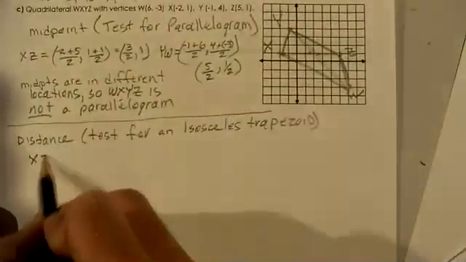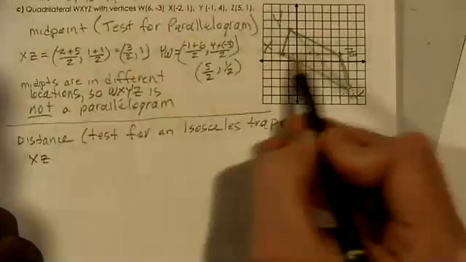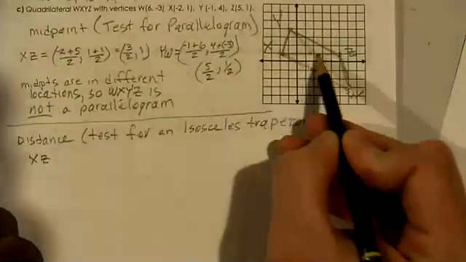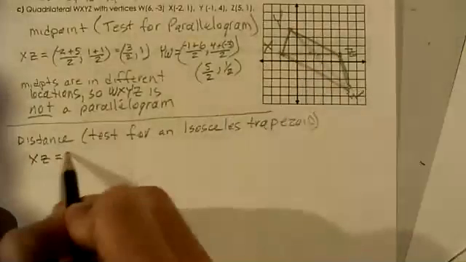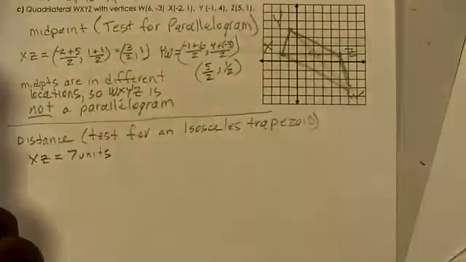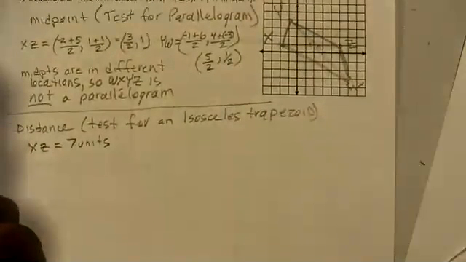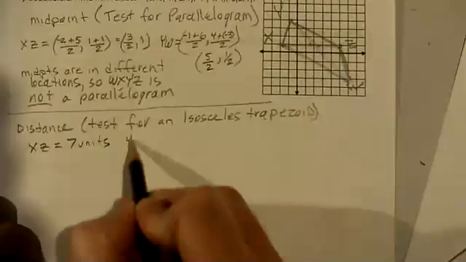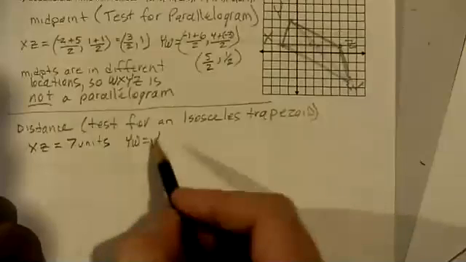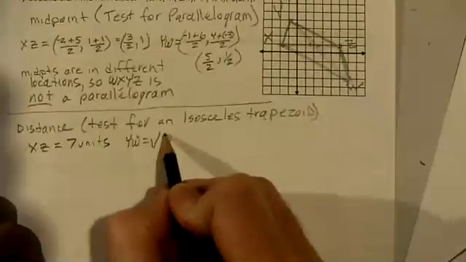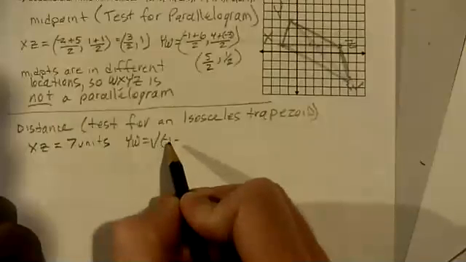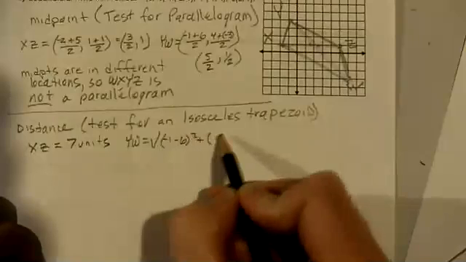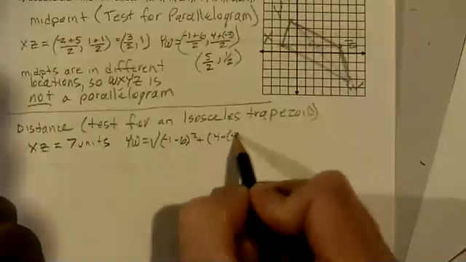But XZ, well, since it's horizontal, we can count it. 1, 2, 3, 4, 5, 6, 7. That's 7 units. No need to do a crazy distance formula if it's very clear what that would be. And then YW. YW, the X values are -1 minus 6. And the Y values are 4 minus a -3.